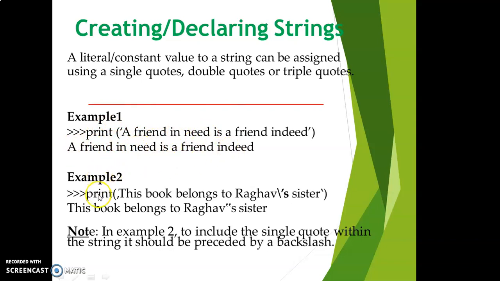Now example 2. Print. This I have written with a single quotation. By mistake it is below. The book belongs to the Raghav sister. So the book belongs to the Raghav sister. Same output will be printed. What is the use of slash? Nothing. Note, example 2 includes the single quote within the string. It should be processed by the backslash.